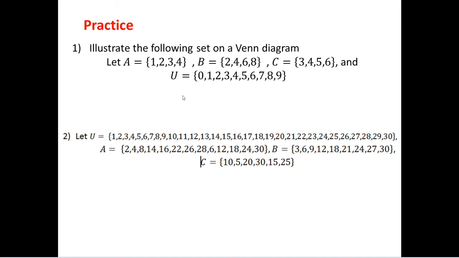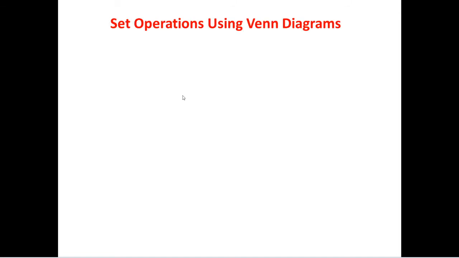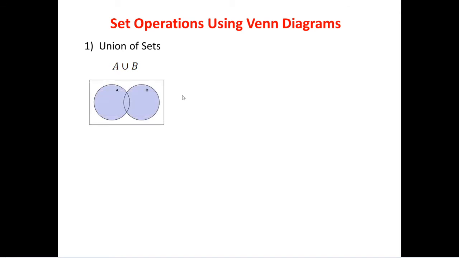Now, let me continue with set operations using Venn diagrams. As we have studied, set operations are the union of sets, the intersection of sets, the difference of sets, and the complement of a set. So, how do we illustrate the union of sets using Venn diagrams? Or how do we illustrate A union B?